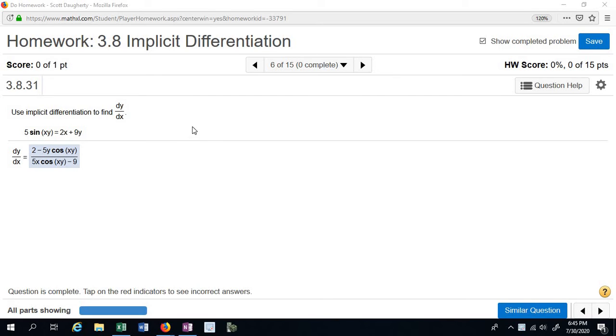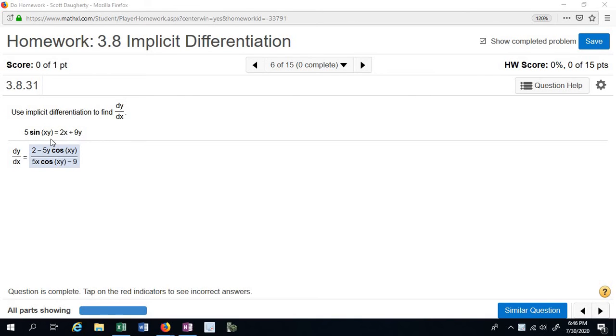Hello again. In this video, I'm going to go over this homework problem from 3.8. In this problem, we're supposed to use implicit differentiation to find the derivative of y with respect to x. And this is the equation that we're given.